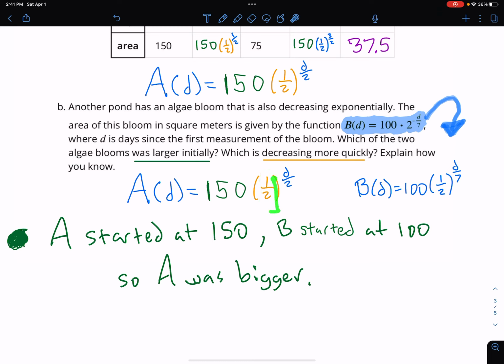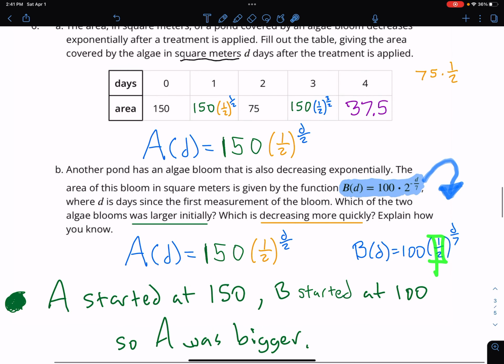Well, let's think about how long it takes for them to get cut in half, you guys. This one, it took 2 days for it to get cut in half, okay? And that's why I wrote D over 2. Because how many days need to go by? You got to get 2 days to go by before my exponent becomes 1. Because 2 over 2 equals 1. So each day out of 2 goes by.